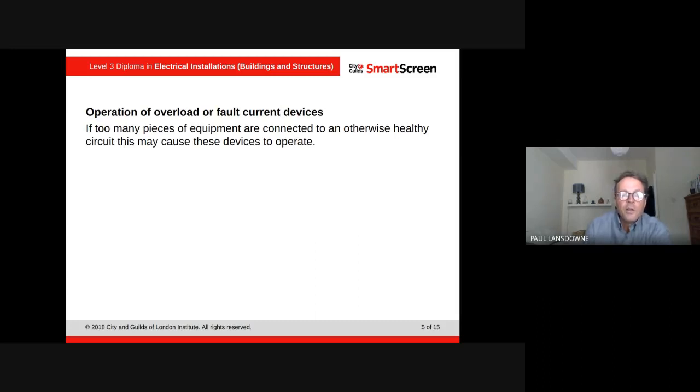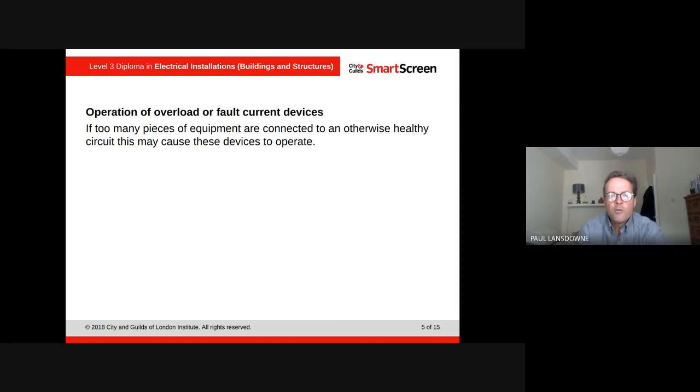Overload. So operation of overload or fault current devices. If too many pieces of equipment are connected to an otherwise healthy circuit, this may cause the device to operate. And we've looked at this, and I've got those silly diagrams of where we've got sockets plugged on top of sockets, plugged on top of sockets. And basically where you've got a circuit, because we've done the design, the circuit might be rated at 32 amps, it might be rated at 20 amps, and too many things are plugged in, and it's drawing too much current.